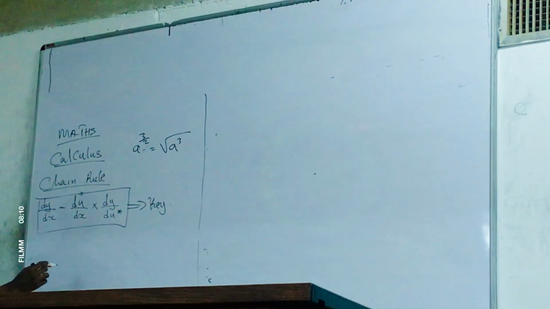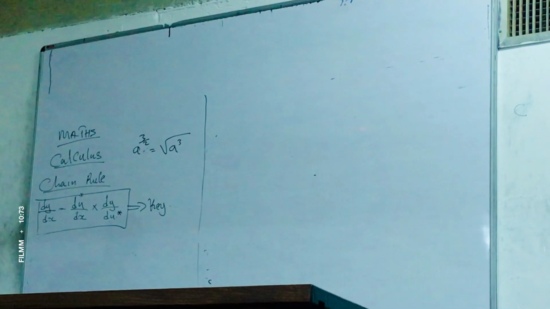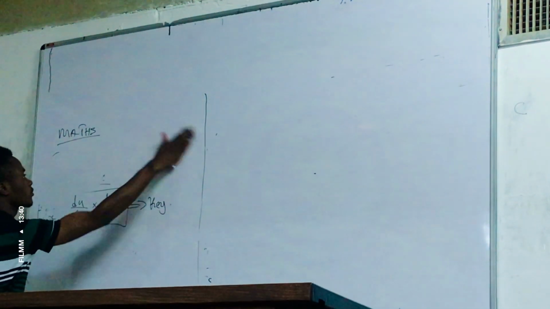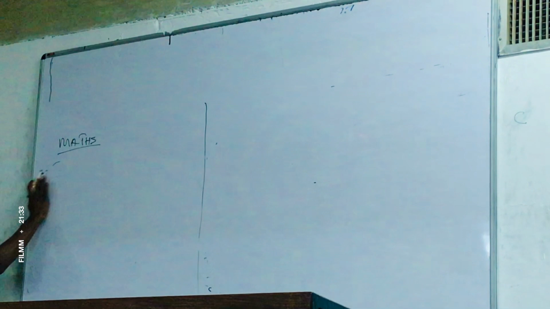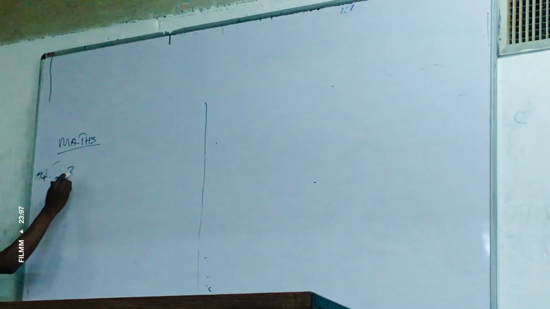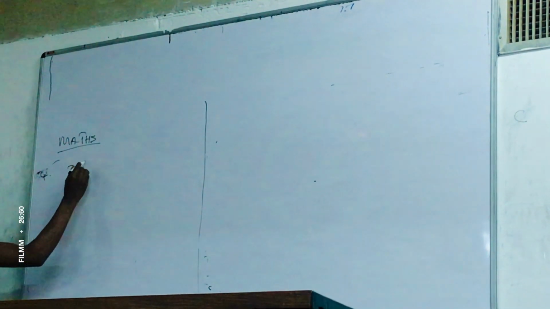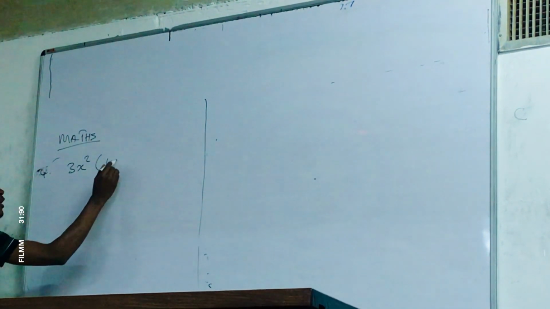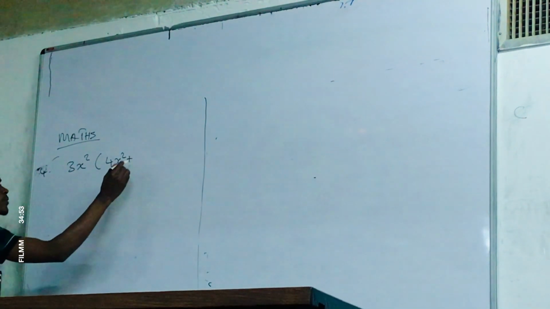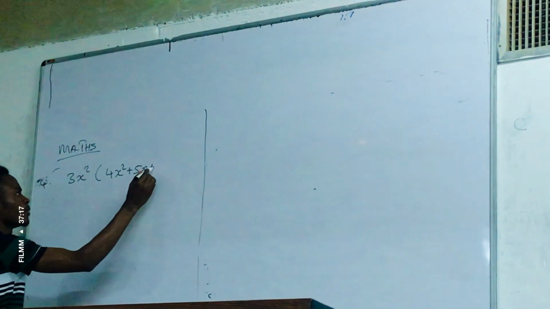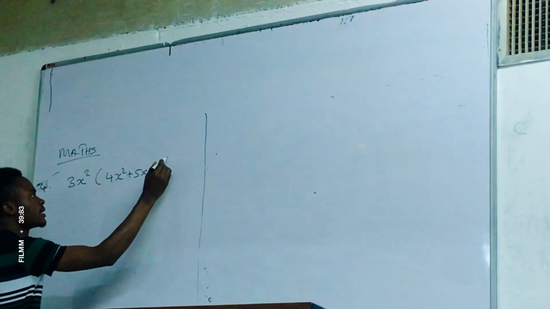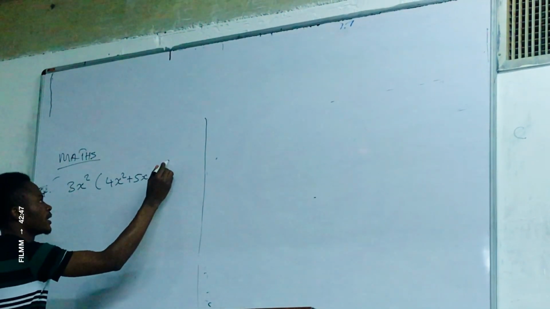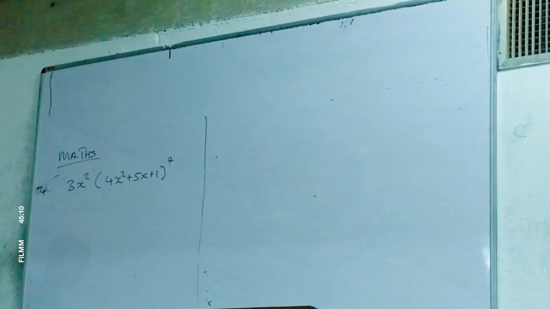We are asked to find the derivative. Let's say we are asked to find the derivative. This should be number 4. The derivative of 3x squared times, let's say we have 4x squared plus 5x plus 1 to the power, let's say, something like 7. We have that.